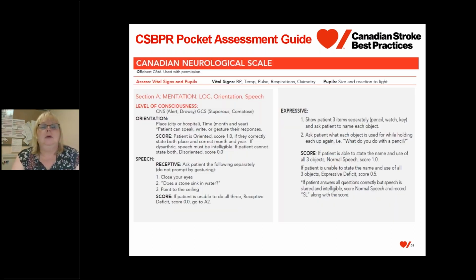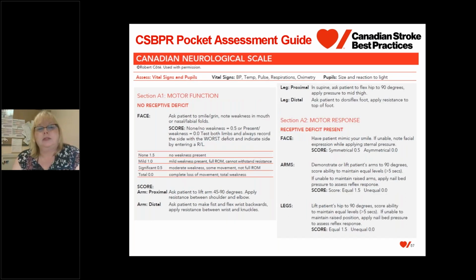So now, let's use the Canadian Stroke Best Practice Recommendation Stroke Assessment and Prevention Pocket Guide to score mentation on this case. Now, let's score motor function. Determine, do we use section A1 or A2?